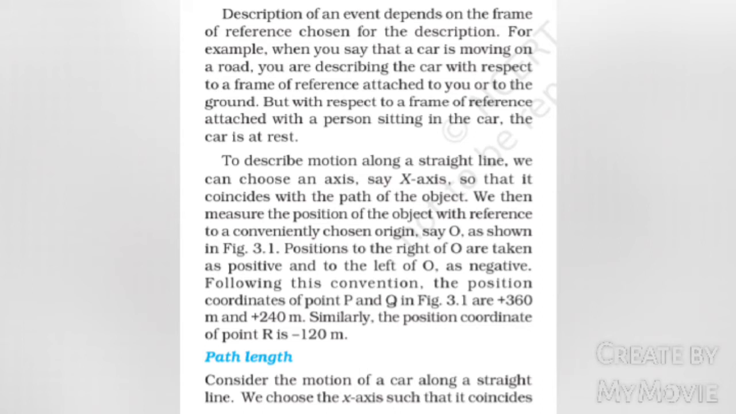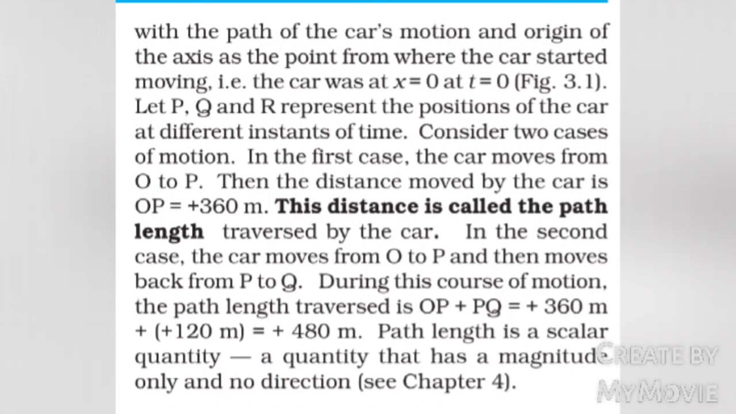Path length. Consider the motion of a car along the straight line. We choose the x-axis such that it coincides with the path of the car's motion and origin of the axis as a point from where the car started moving. That is, the car was at x equals 0 at t equals 0, figure 3.1. Let P, Q and R represent the position of the car at different instants of time. Consider two cases of motion.